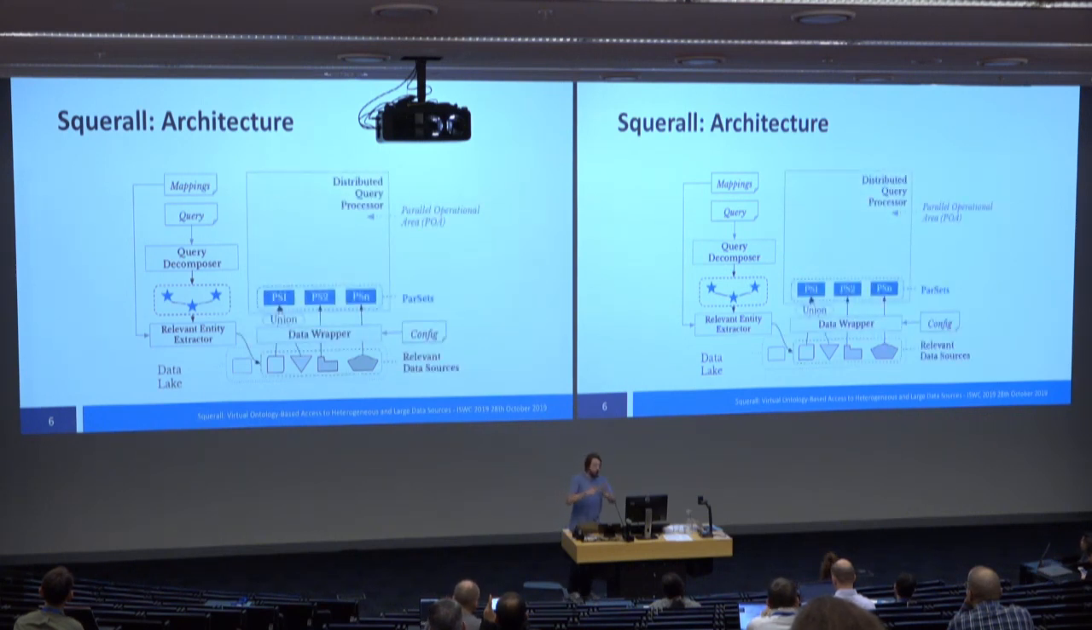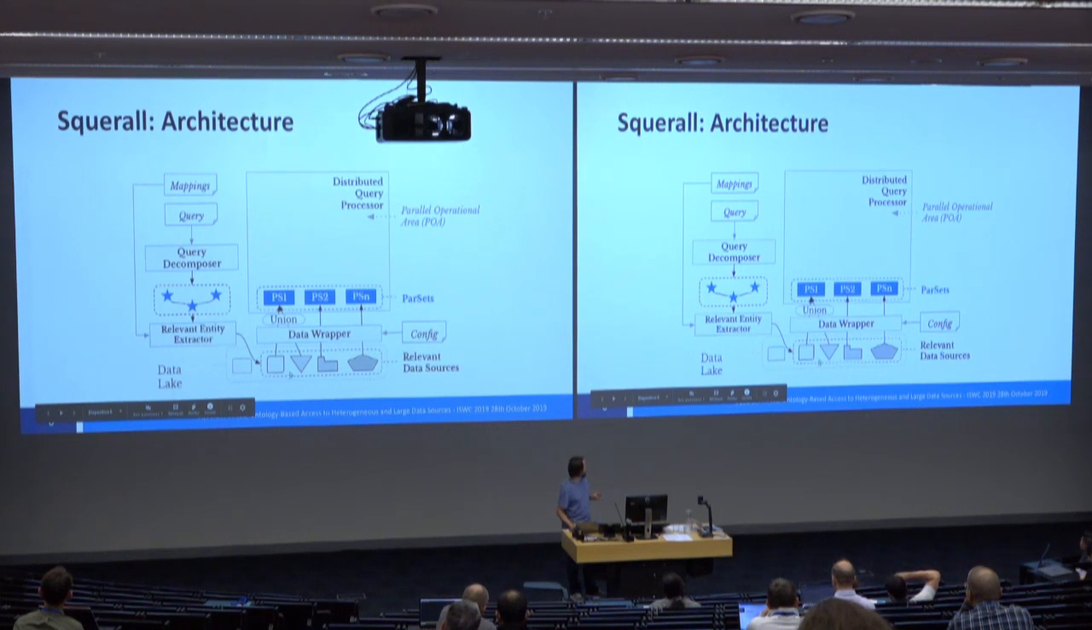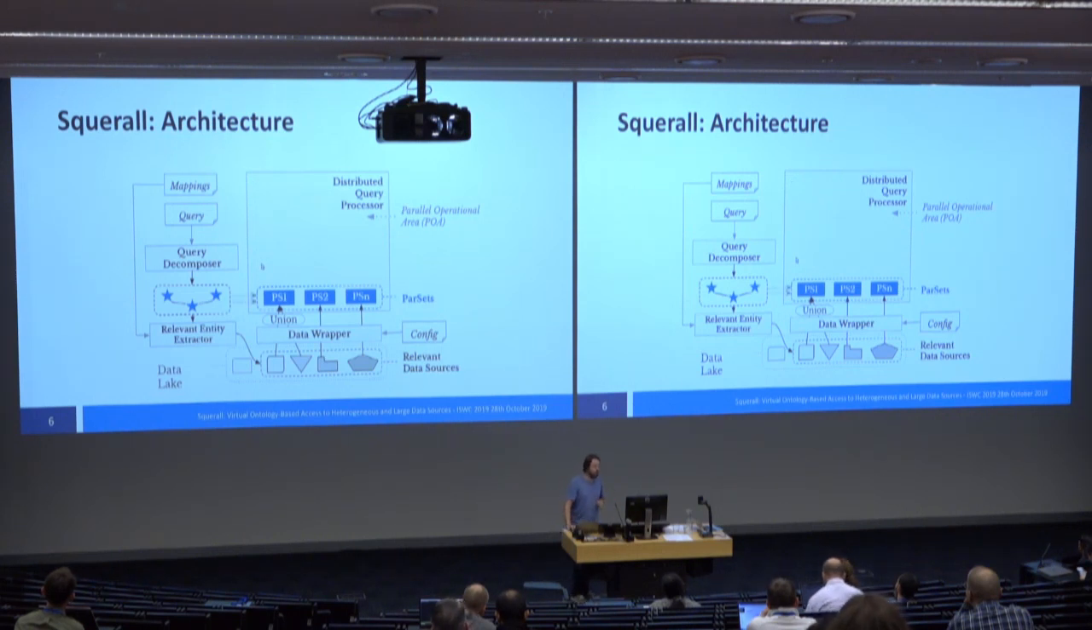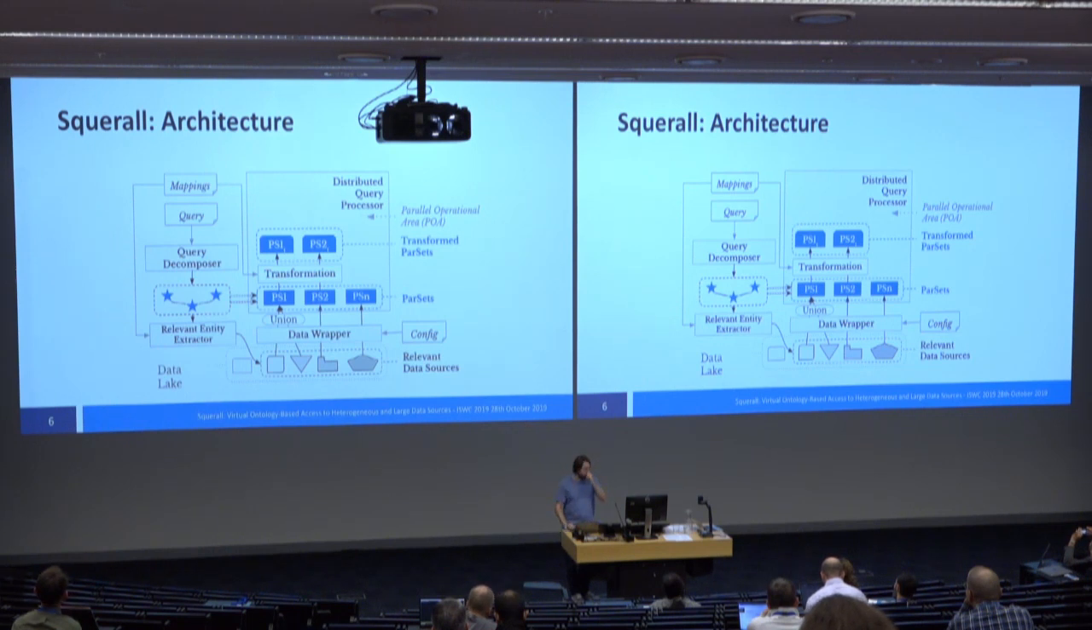Then the data wrappers, thanks to other configuration that the user can give, are in charge of wrapping everything. And from now on, all of that was external. I mean, the data lake structure is external to Squerall. And from here, it's based on Apache Spark. So there is a distributed query processor on top of everything, which is in charge of transforming the data a bit to make some alignment so that we can join together the sources and then join these new results in order to obtain the final results.